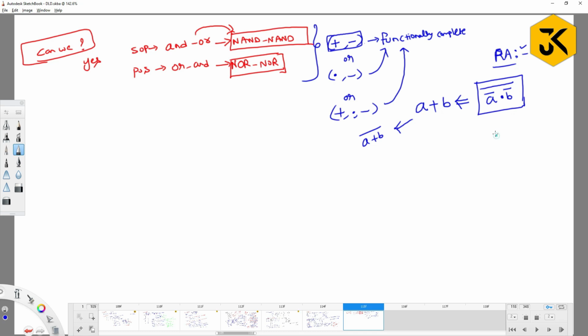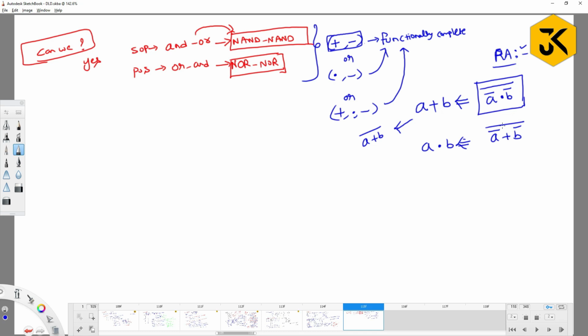Similarly, if you take A plus B, or if you would like to get A and B, can we get A and B with the help of plus and NOT gates? Right? So these two are complements. I think it is correct, right? According to De Morgan's law. So I can call this also functionally complete.